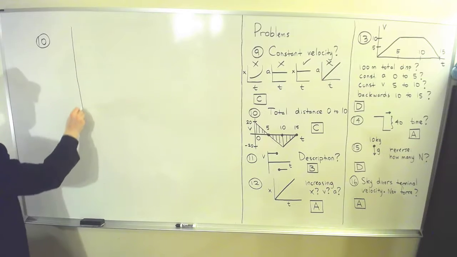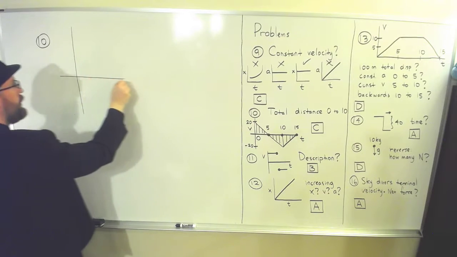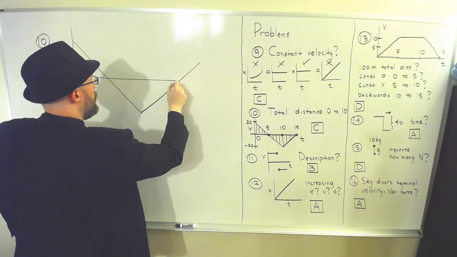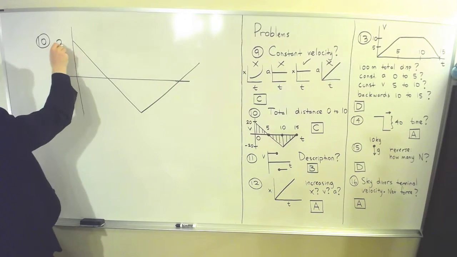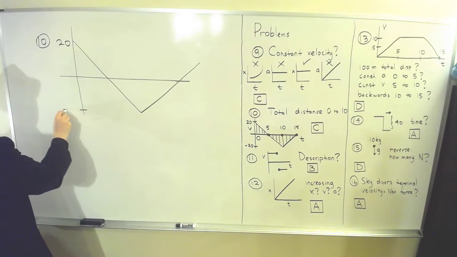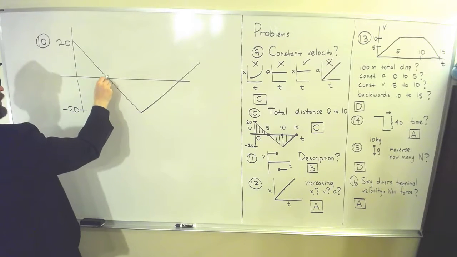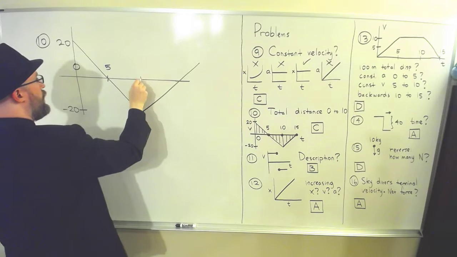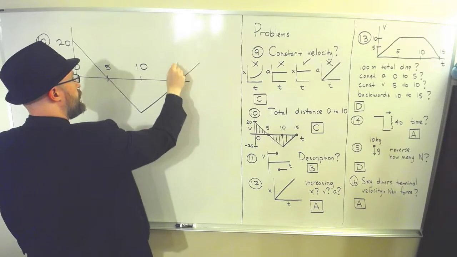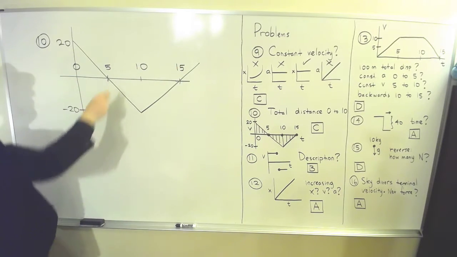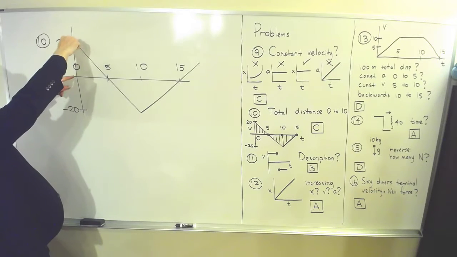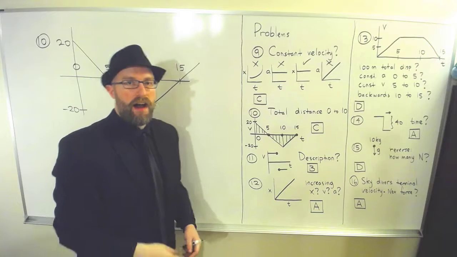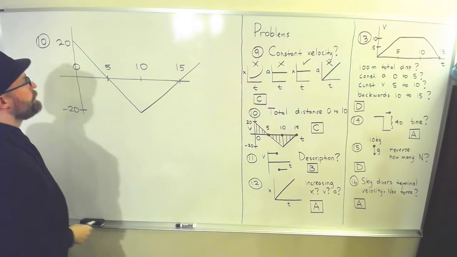So I could redraw this here, and this looks like this. And so this is 20 meters per second, and that goes down to minus 20. And then this is at 5 seconds, that's 0, 5, 10, 15. Notice how different the scales are here. This distance here measures 20, whereas the same distance going that way measures something like 5. So you have to pay attention to that.